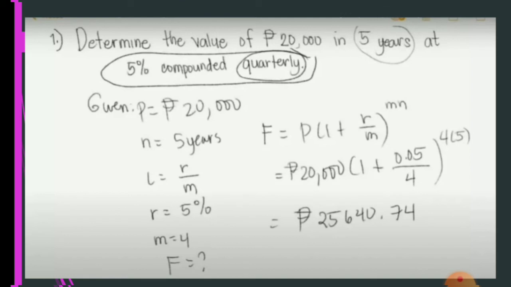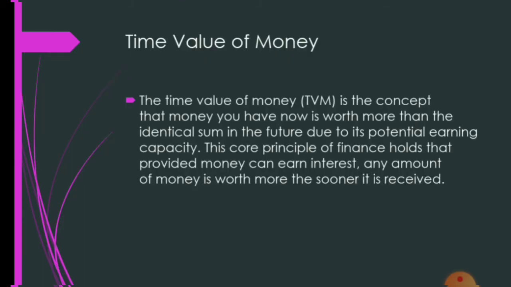Time value of money. The time value of money, TVM, is the concept that money you have now is worth more than the identical sum in the future due to its potential earning capacity. This core principle of finance holds that money can earn interest. Any amount of money is worth more the sooner it is received.